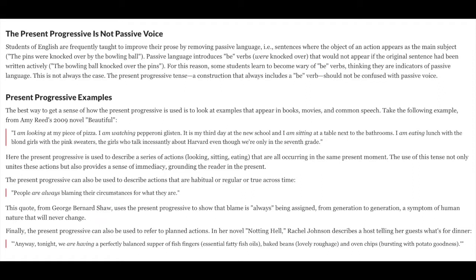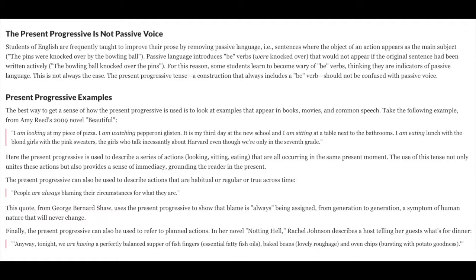The present progressive is not passive voice. Students of English are frequently taught to improve their prose by removing passive language, i.e., sentences where the object of an action appears as the main subject. The pins were knocked over by the bowling ball. Passive language introduces be verbs, were knocked over, that would not appear if the original sentence had been written actively: The bowling ball knocked over the pins.